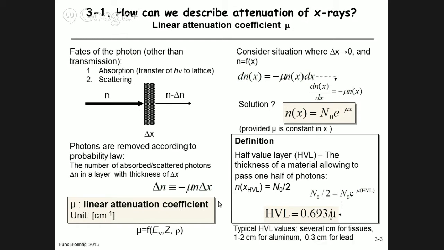So to give you some ideas, the half-value layer is on the order of several centimeters for tissues. It is roughly 1 to 2 centimeters for aluminum and 0.3 centimeters for lead. Hence, if you go for an X-ray scan of your arm, they're going to put some coats on you that are very heavy. They're filled with lead. So lead has a good absorption quality.